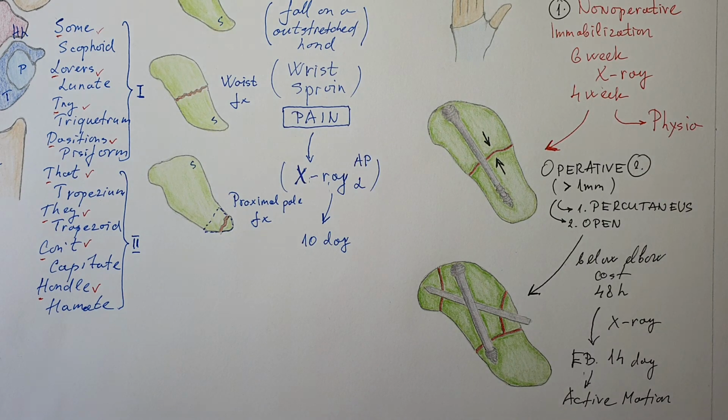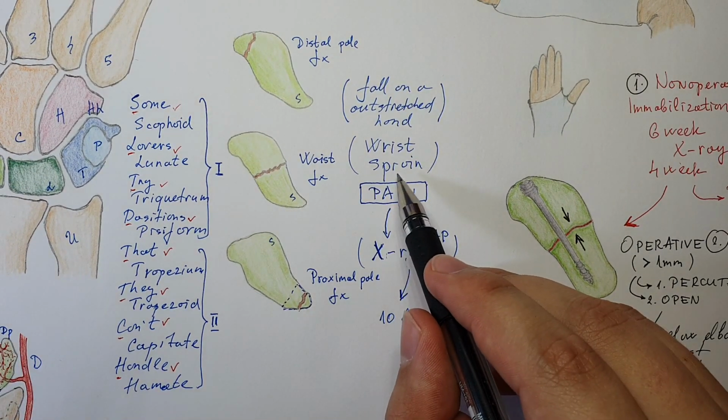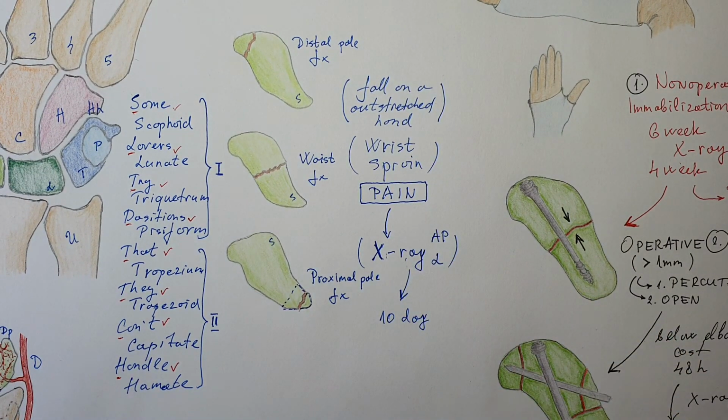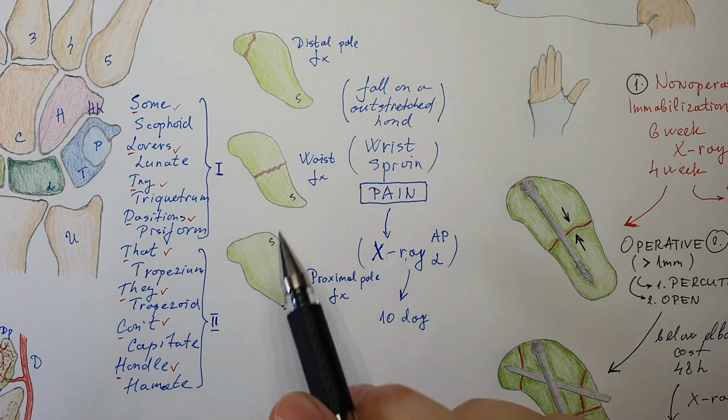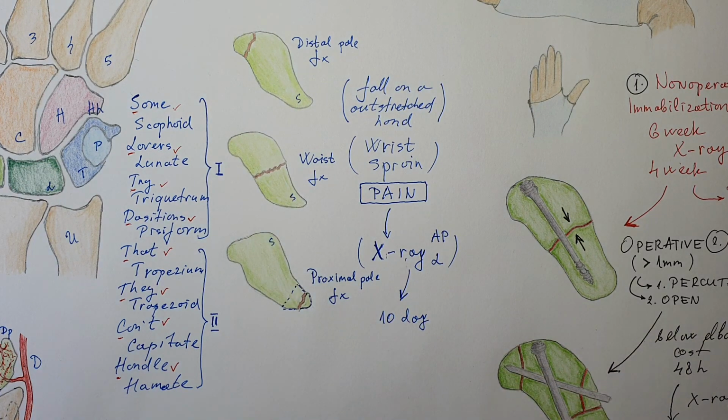If you, for example, miss this fracture and mistake it for a wrist sprain and leave it untreated for a few weeks, the bone will not heal. There will be non-union, and the patient will always feel pain, especially on activity.